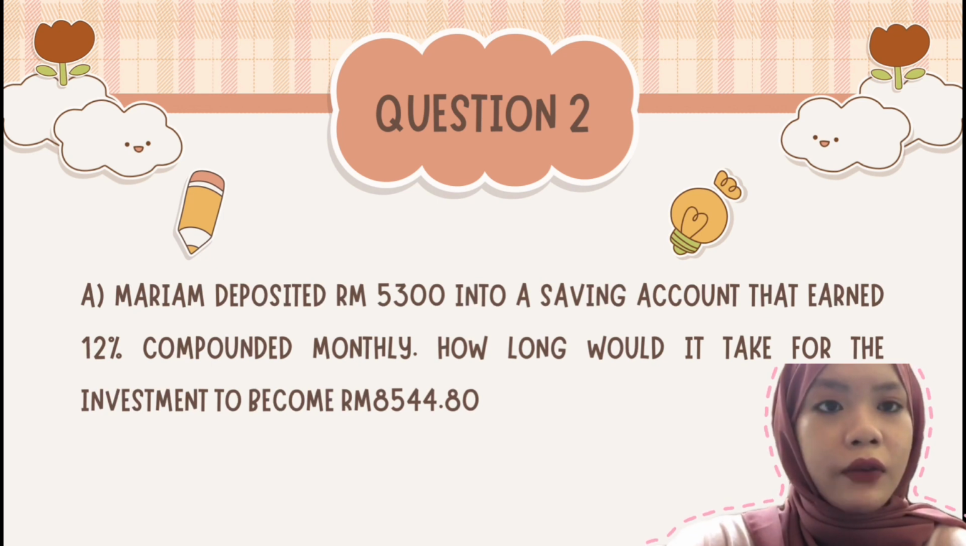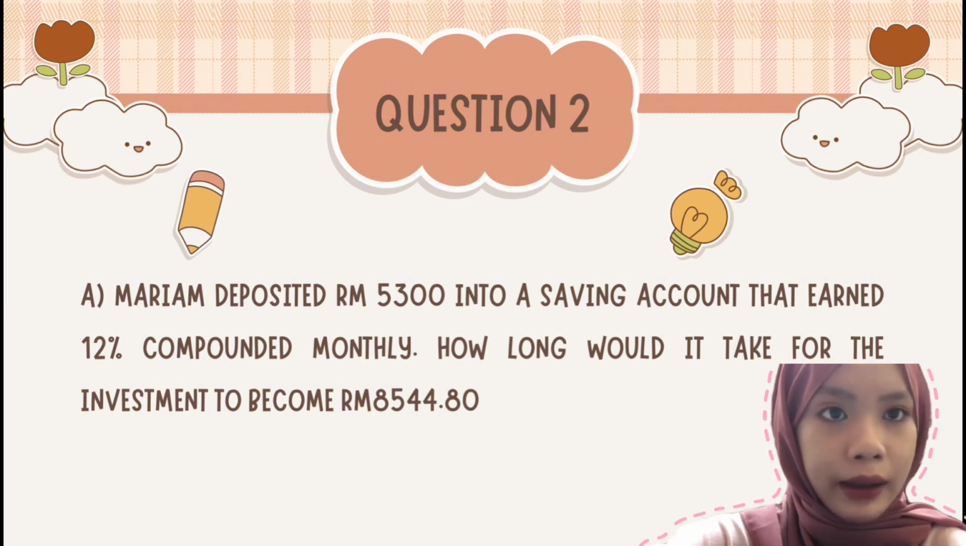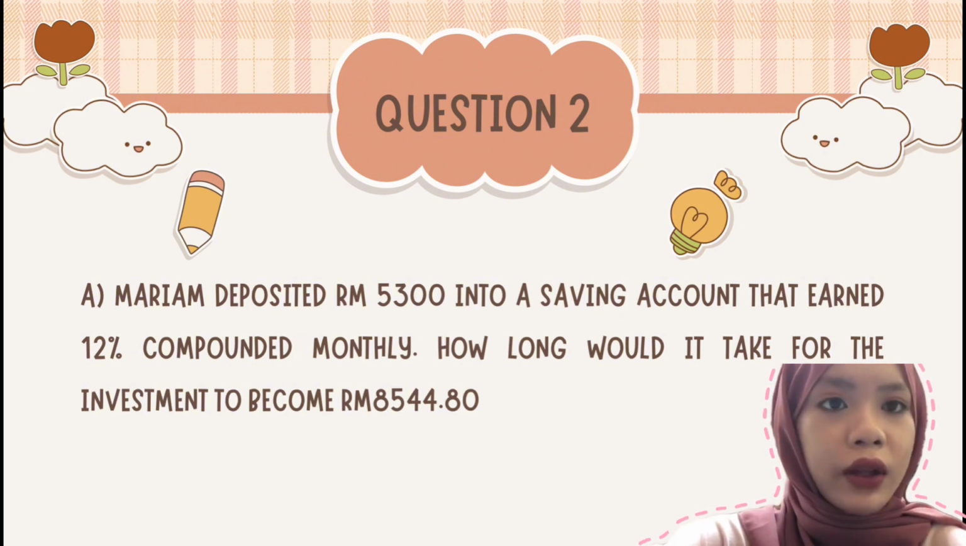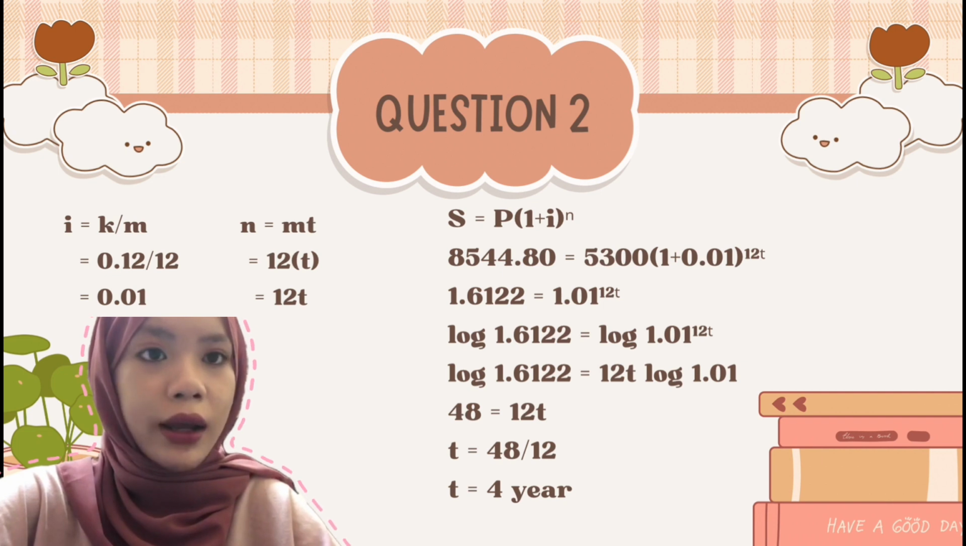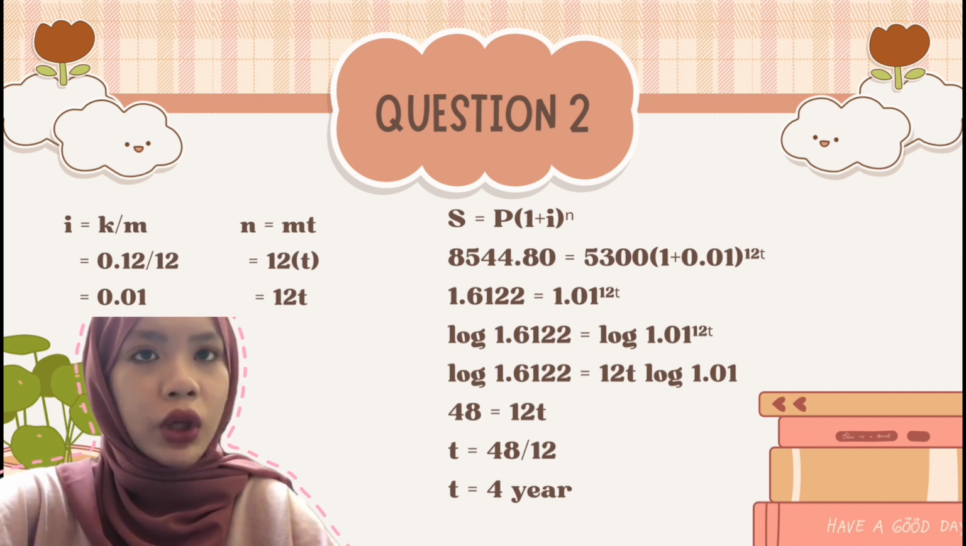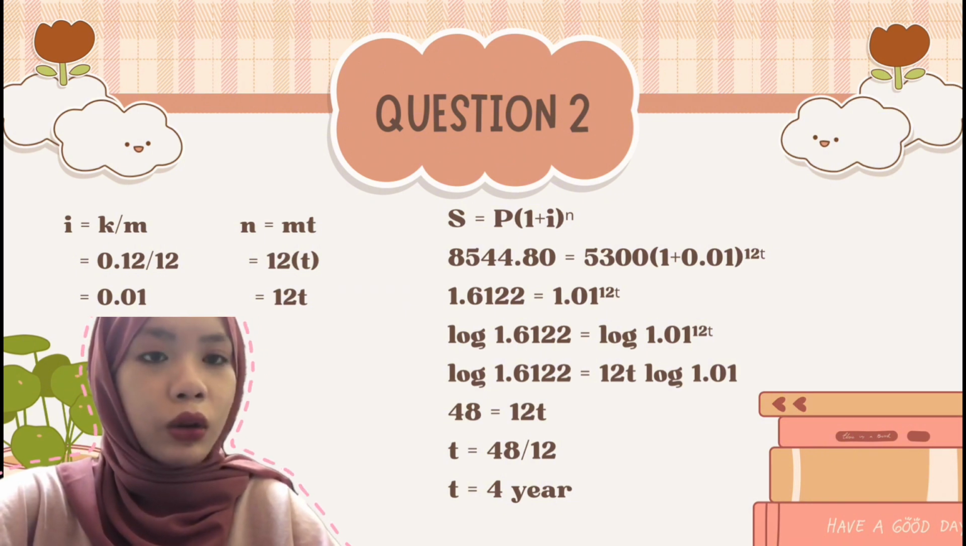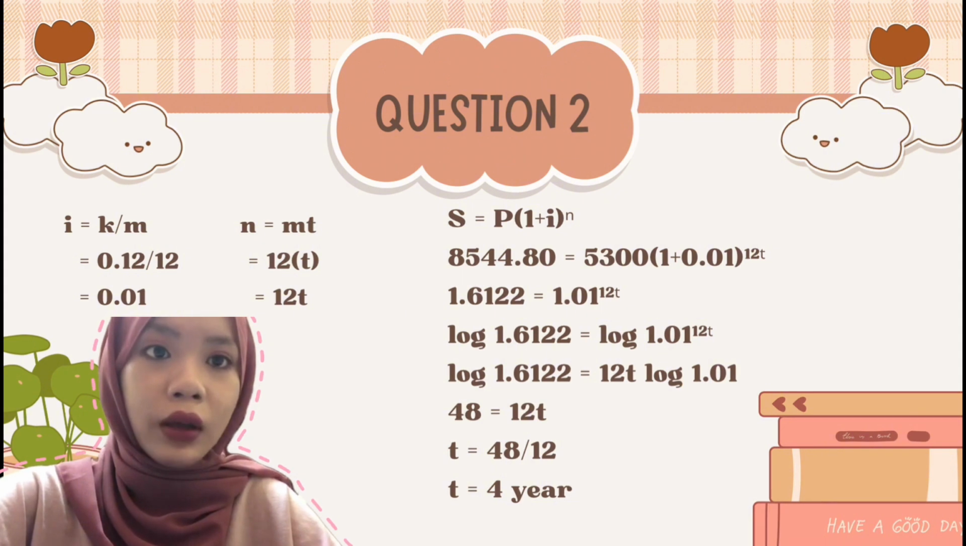Mariam deposited RM5,300 into a savings account that earned 12% compounded monthly. How long will it take for the investment to become RM8,544.80? First, we must search for i and n. i equals k over m, so 12% divided by 12 equals 0.01. Then n equals m multiplied by t, so 12 multiplied by t, because for t we don't have the information.